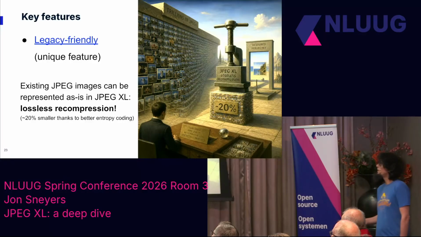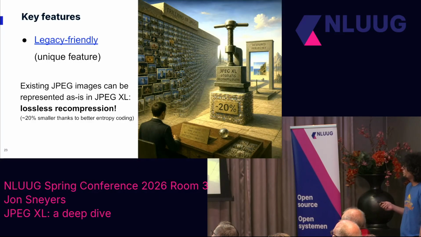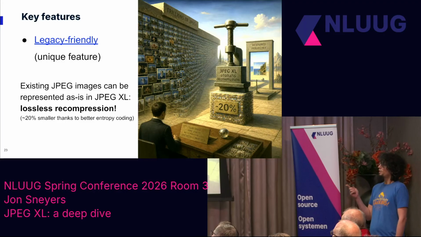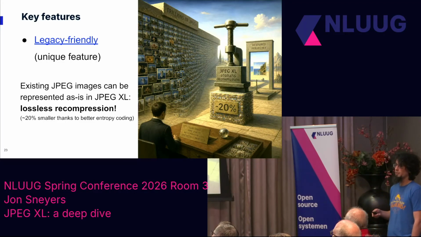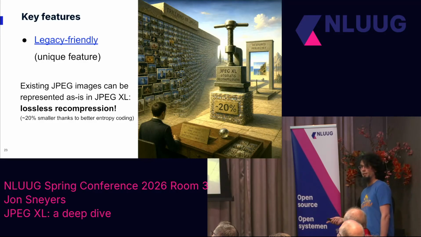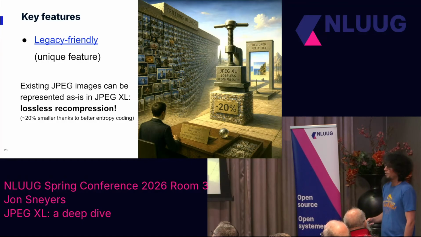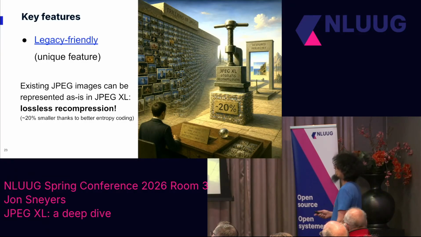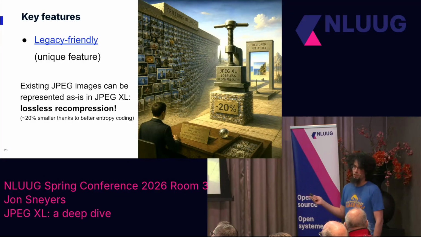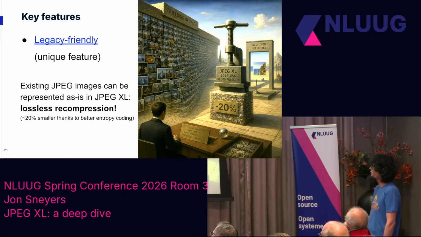So another key feature that is unique to JPEG XL, I already talked about this. Existing JPEG images can be represented directly in JPEG XL losslessly. So you can convert to JPEG XL and go back to JPEG, and you get exactly the same file, bit for bit, the same file. But it will be 20% smaller as JPEG XL because the entropy coding in JPEG XL is just more advanced. So this gives a way to deal with the legacy that we have of the trillions of JPEG images that already exist.